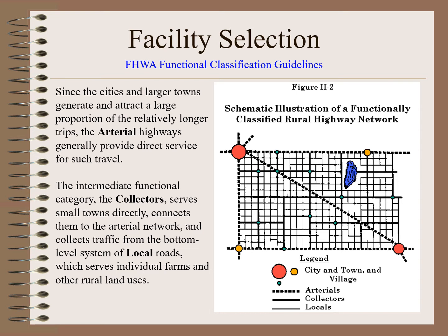They state that since the cities and the larger towns generate and attract a large proportion of the relatively longer trips, the arterial highways generally provide direct service for such travel. They go on to say that the intermediate functional category, the collectors, serves small towns directly, connects them to the arterial network, and collects traffic from the bottom level system of local roads, which serves the individual farms and other rural land uses.